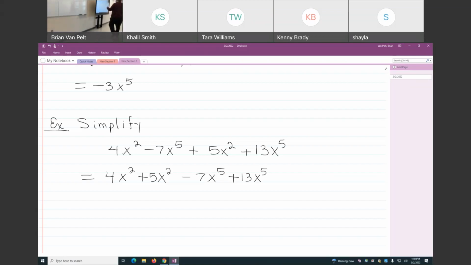Now it should be easier. You've got 4 of something plus 5 more of the same thing. How many of that? How many x squareds? 9 of them. Now look at the x to the 5th. How many of those net do I have? It's not negative. 13 is a bigger number. Positive 6x to the 5th.